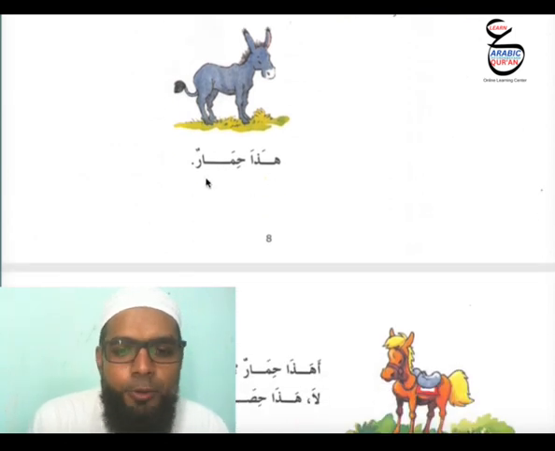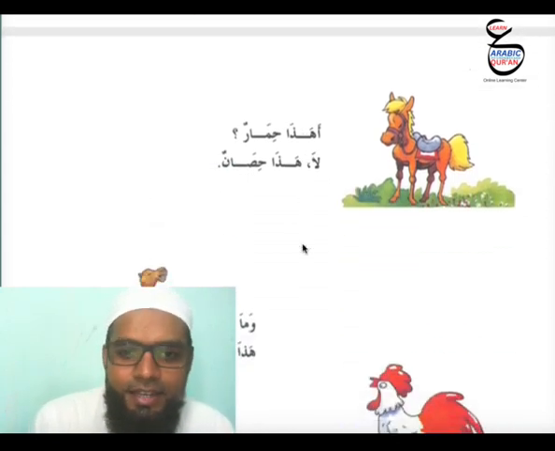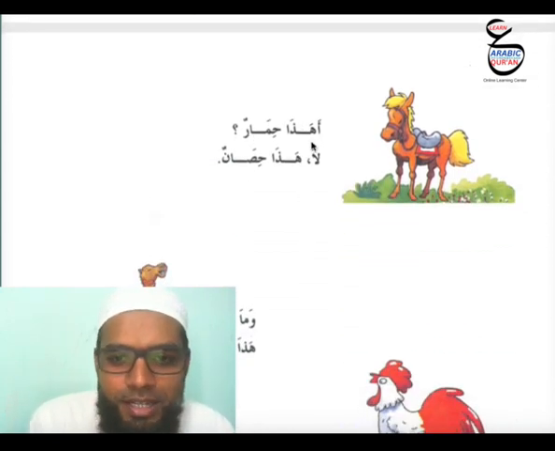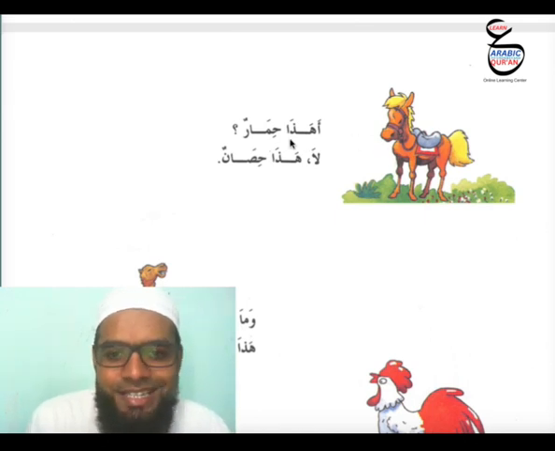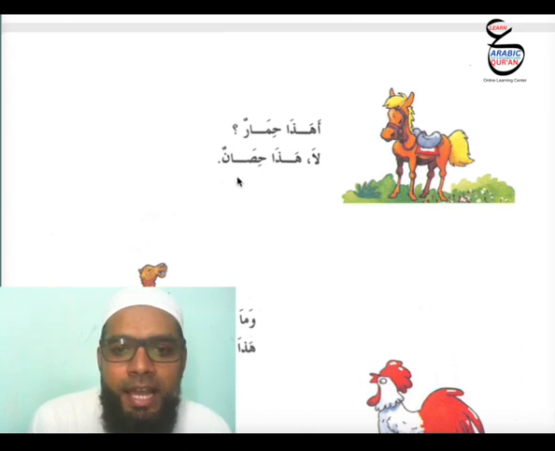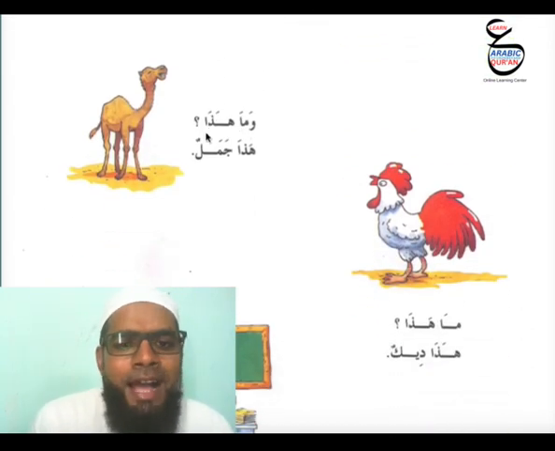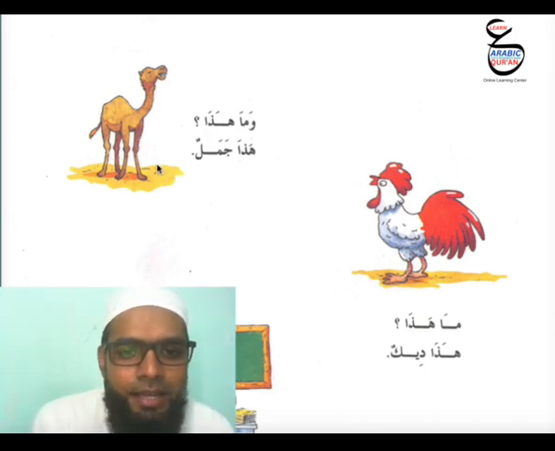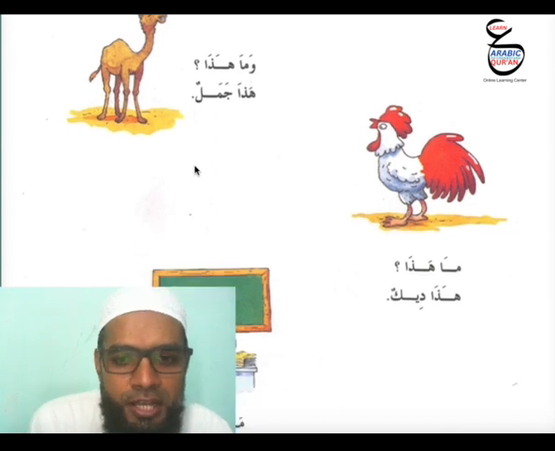हादा हिमारुन, this is a donkey, ये गधा है. अहादा हिमारुन, is this a donkey? ला, क्या ये गधा है? ला, हादा हिसानुन, no, this is a horse, नहीं, ये घोड़ा है. वमा हादा, and what is this? हादा जमलुन, this is a camel, ये ऊंट है.